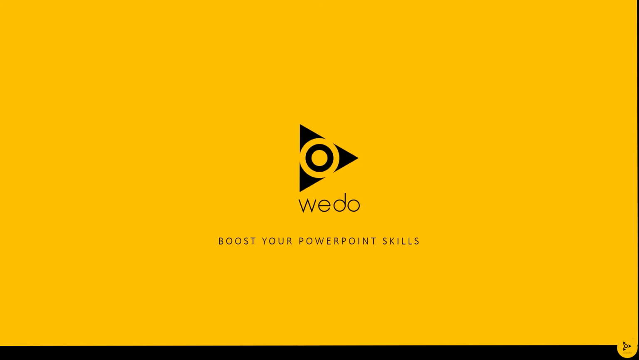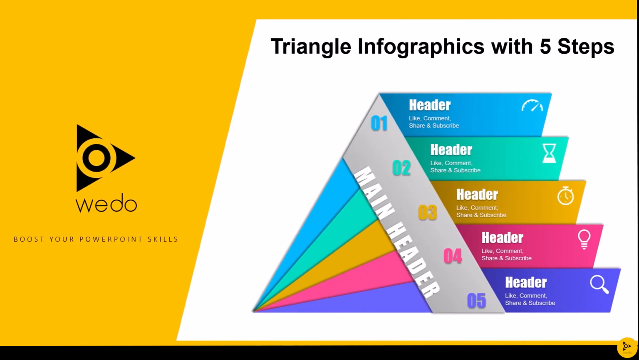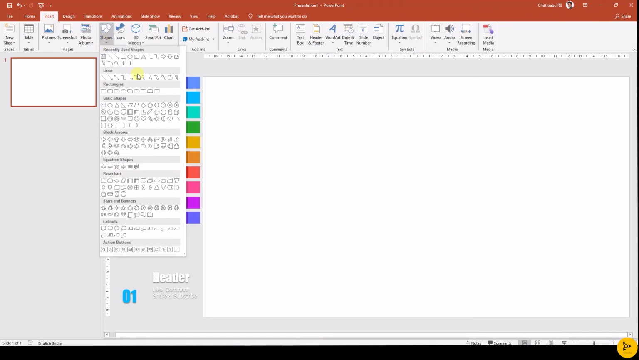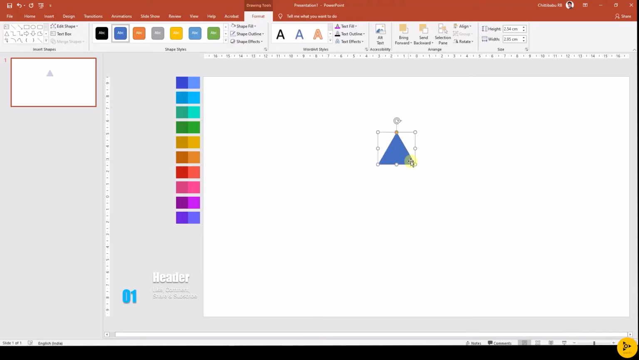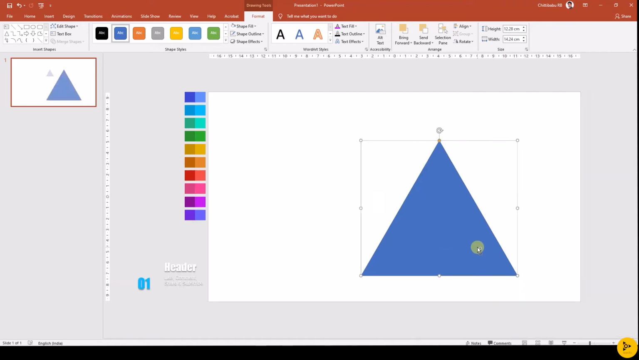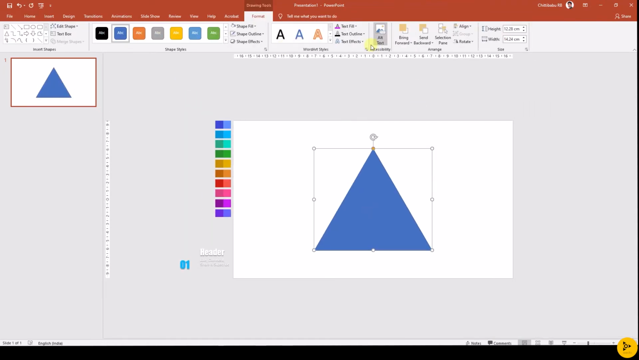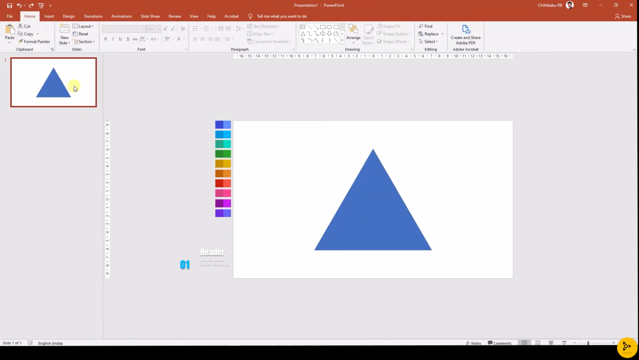In today's tutorial I am going to show you how to create a triangle infographic with 5 steps. So let's see how to do this in PowerPoint. First go to Insert tab, Shapes and insert a triangle. Increase its size, align to the middle, center to the slide. Remove outline. Duplicate the slide using Ctrl and D.